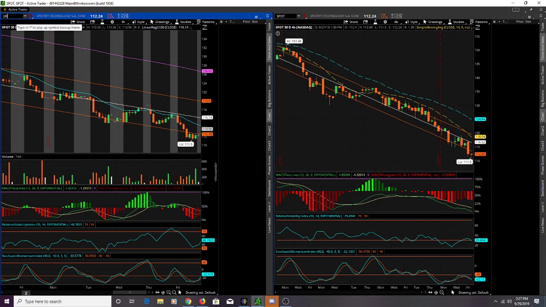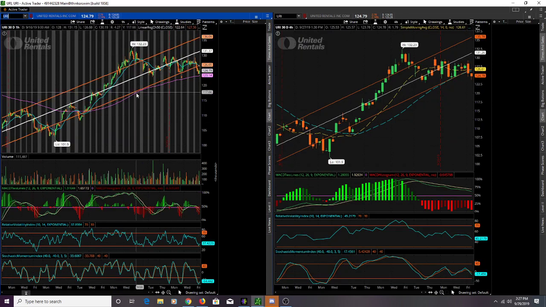Let's see, URI, which is United Rentals. See right here, this is a perfect example. It gets underneath the 1 hour regression line, our channel, and it pops up to the middle, pulls back, and it crosses over, and you could have sold it again. And you can see in the 4 hour where it did it.